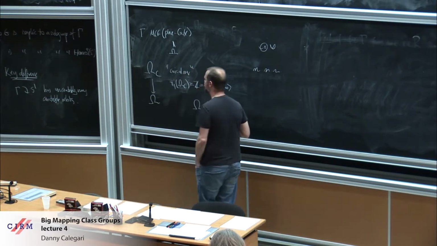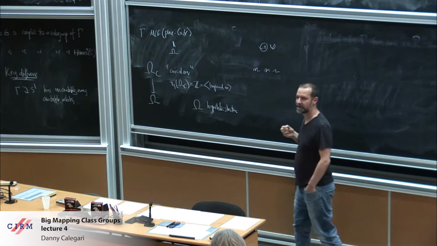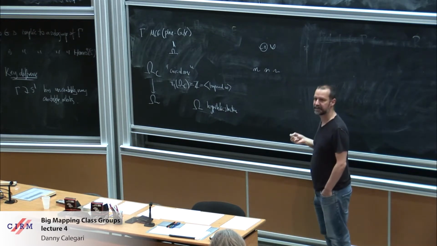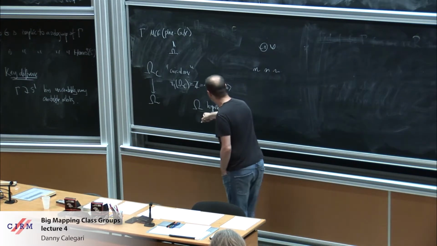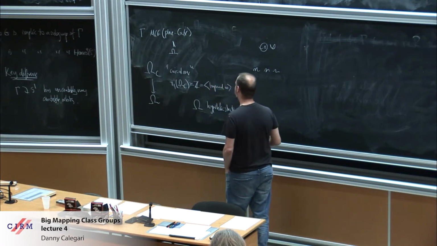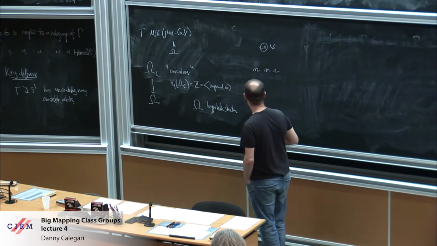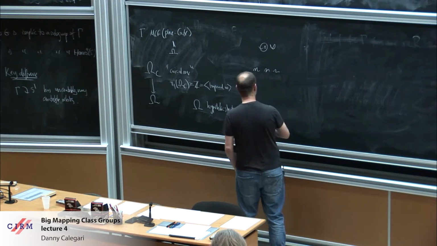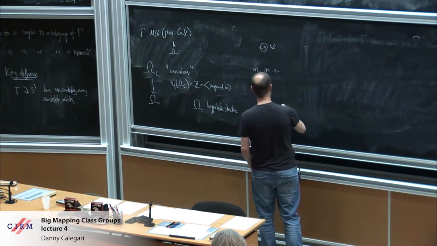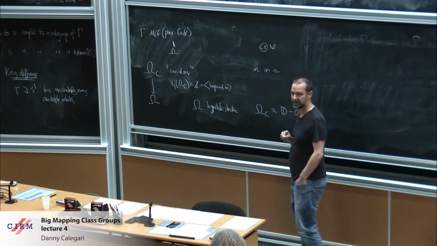There's lots of choices. In the end, it doesn't really matter what choice you pick. But anyway, pick one that you feel you like and you understand well. Omega C is conformally equivalent to the unit disk minus the origin.